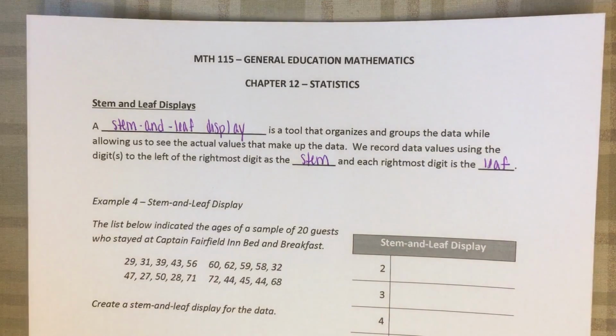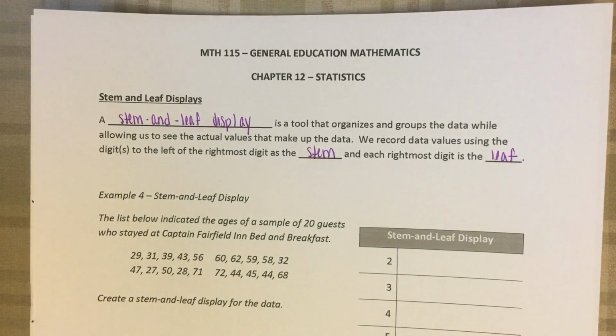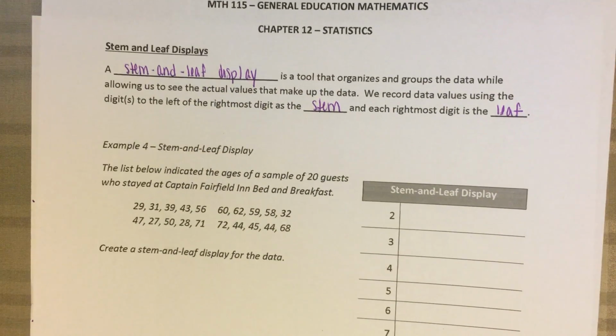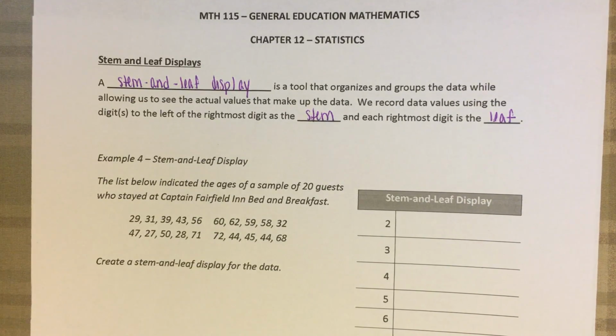So thinking about our stem and leaf plots, in this particular example we only have two-digit numbers. So the tens digit is going to be our stem, and the ones digit is going to be the leaf. If we were looking at three-digit numbers, then we would have our hundreds and tens digits as the stem, and just the ones digit as the leaf. So the last digit on the right is going to be the leaf, and we could have more than one digit to create our stem.